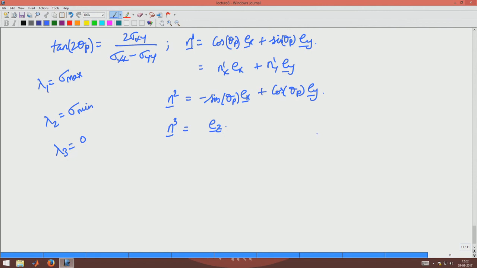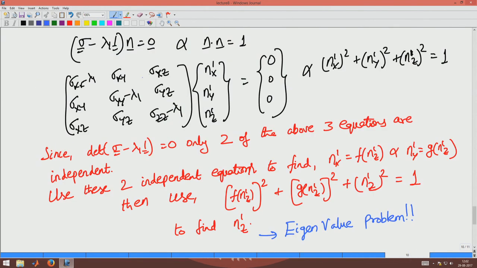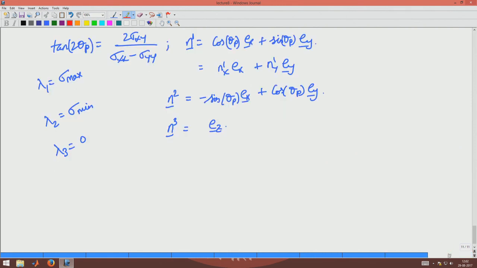For the 3 dimensional state of stress, you have to go back to this equation and solve it by the method that was outlined here. You have to go back to this stress matrix and use this equation to find nx1, ny1 and nz1, whereas for plane stress, this will be n1, this will be n2 and this will be n3.